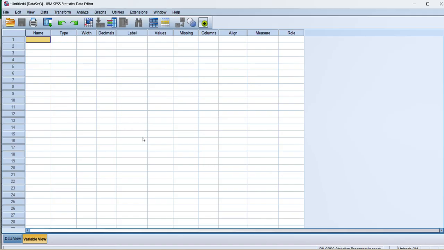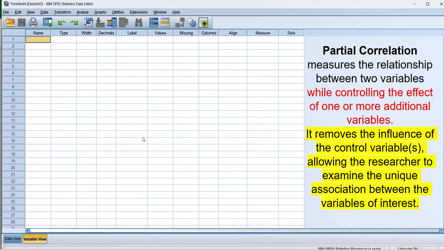Now we will discuss partial correlation. Partial correlation measures the relationship between two variables while controlling the effect of one or more additional variables. It removes the influence of control variables, allowing the researcher to examine the unique association between the variables of interest.